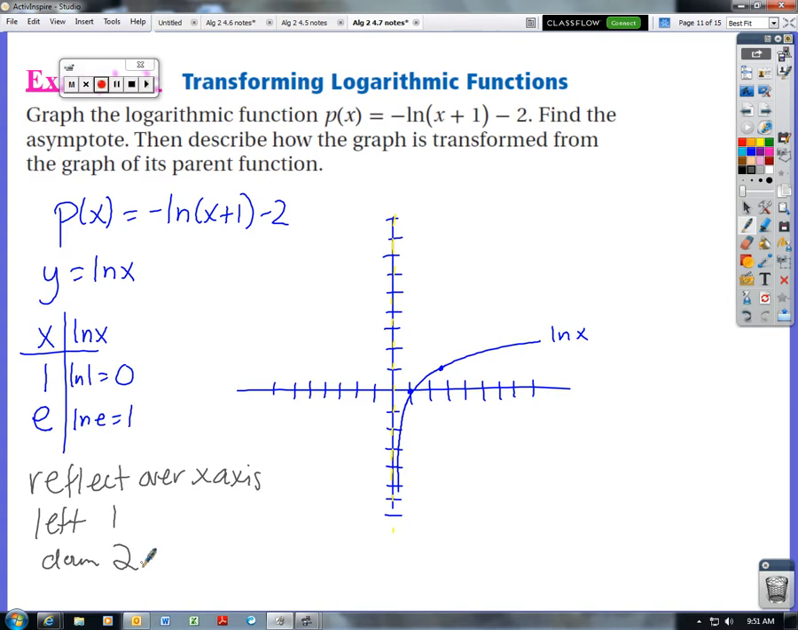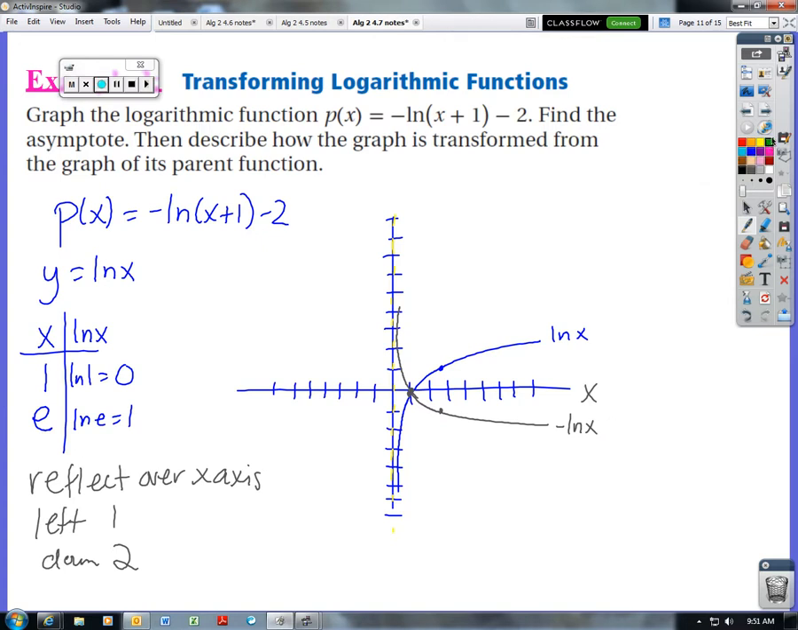Okay, so let's go ahead and reflect it over the x-axis. Here's the x-axis. This point will stay where it's at, and this one's going to come down the same distance, but on the other side. Draw the new graph. So there's the reflection of natural log. And then we're going to move it left 1 and down 2. You can actually do that all at once. I think I will.